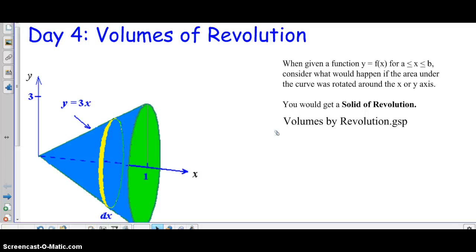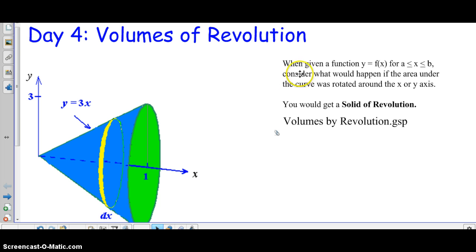Hello, IB SL2. Today's topic is day 4, and it's volumes of revolution. Today we're going to be talking about volume, and here's a picture of what we're going to be talking about. I'm going to show you an animation in a minute, but first just take a look at this picture and realize that the function is y equals 3x. So this line right here has a slope of 3 and an intercept of 0.